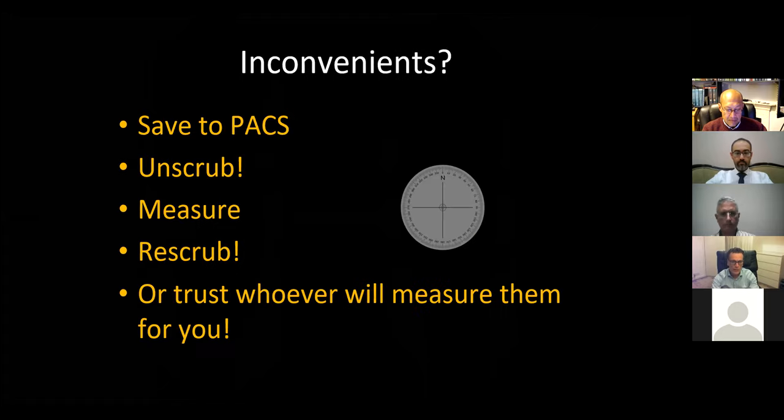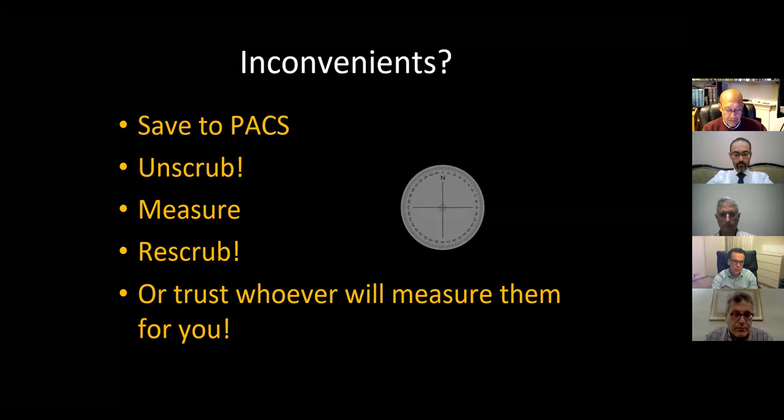What are the inconveniences? Intraoperatively, after you perform your correction with the external fixator, you have to save your images into the PACS system. You may have to scrub out, measure the angles, then rescrub, or otherwise trust one of your colleagues who will measure them for you. And then proceed. Once you are satisfied that you have achieved a good correction with the external fixator, then you can proceed to insert your internal fixation implant. Otherwise, you may have to make some adjustments.